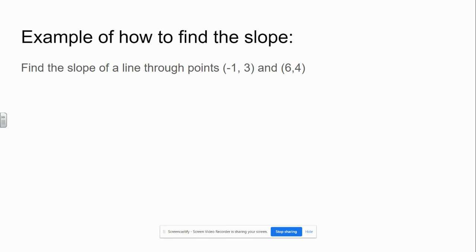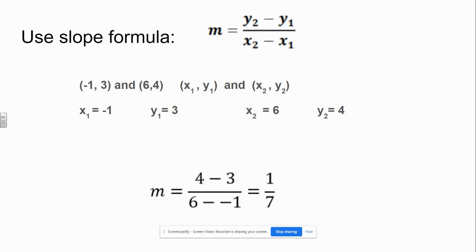So how do we find the slope between two points? We're just going to use the formula y2 minus y1 over x2 minus x1. Now, what's x1 and y1? Since this comes first, this is going to be x1. The 3 is going to be y1. The 6 is going to be x2. And the 4 is going to be y2.